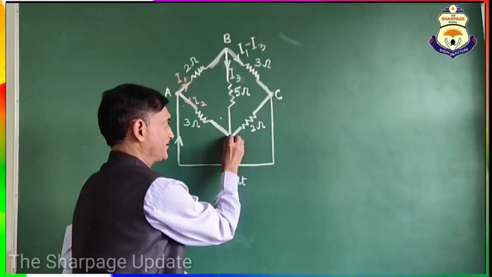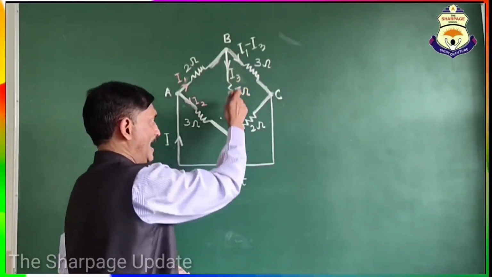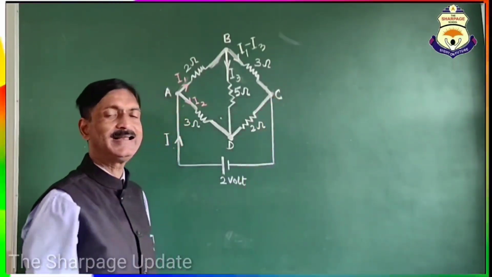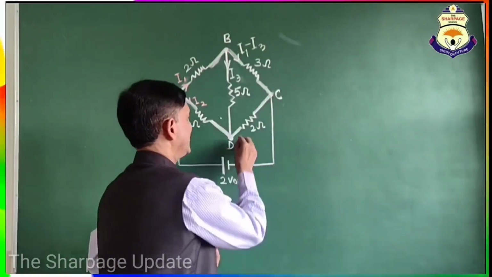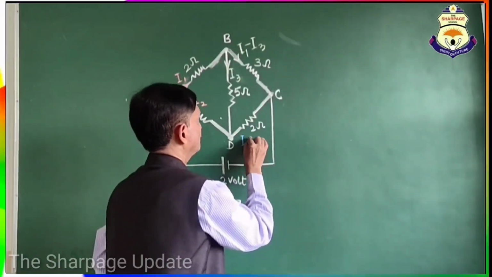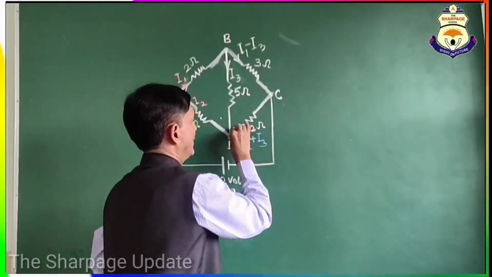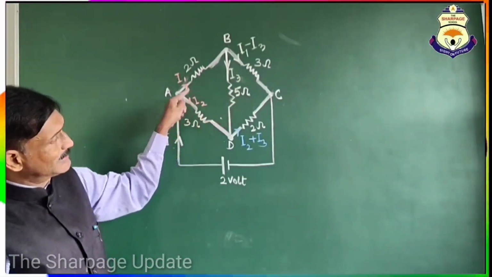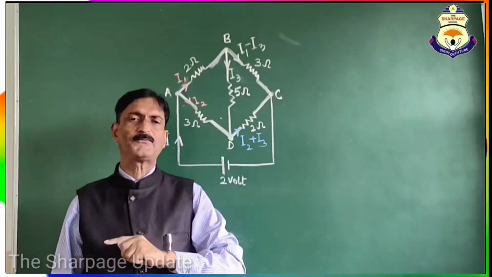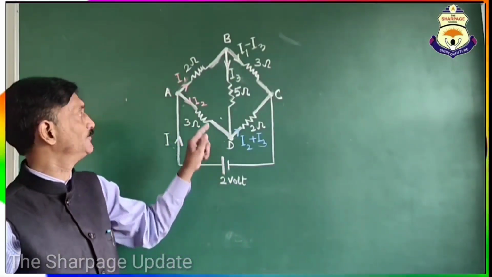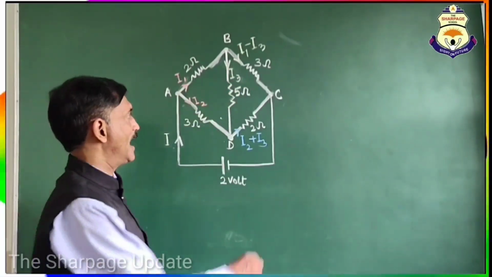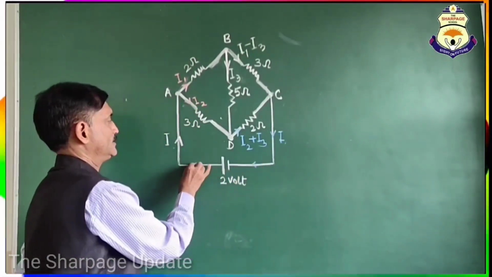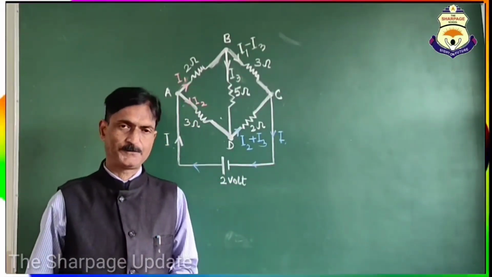Now at point D, the current I2 and I3 meet. So in this branch, in DC, the current flowing is I2 plus I3 and the direction of this current is in this way. So this is the direction of the distribution of current in each branch of this electrical circuit. And here the total current will again be I, flowing in this direction.